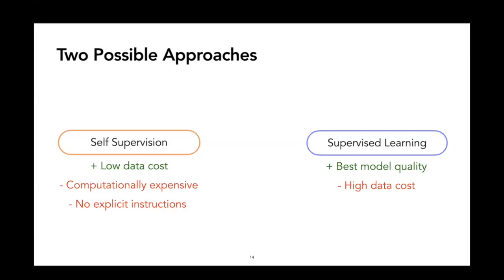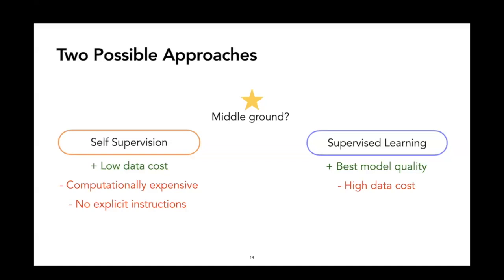While self-supervision has low data cost, meaning we don't have to annotate data, it is computationally expensive and provides no explicit instructions. On the other hand, supervised learning approaches like instruction tuning can create high-quality models, but collecting training data is incredibly expensive in specialized domains.